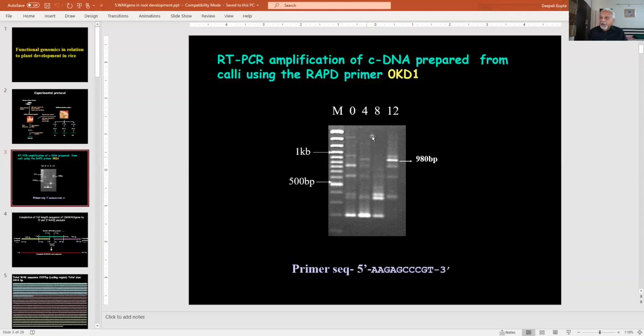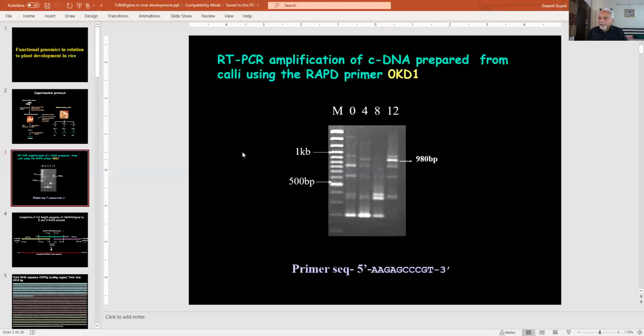So ideally and conceptually, what is done in this approach is to take out this amplicon, clone it and sequence it. So that is what was done.